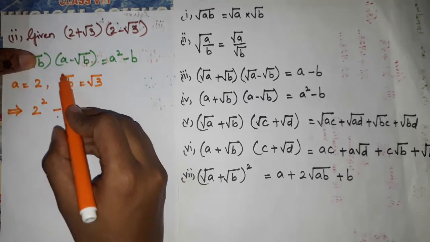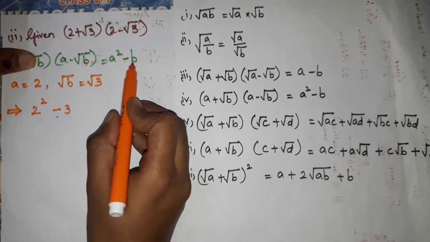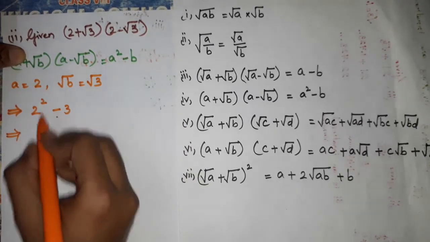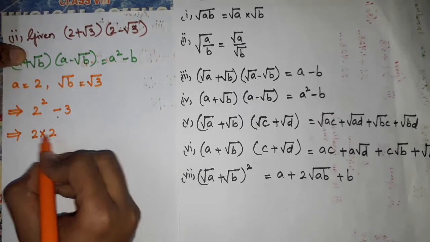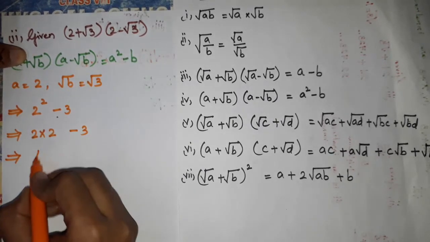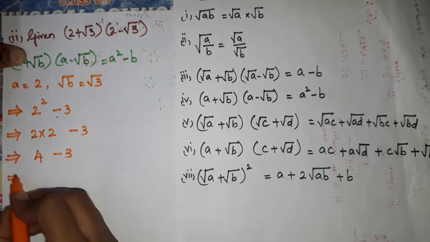If I ask root b, then it is root 3. If I ask only b, b is nothing but 3. Okay, so that is 2 square, which means we have to write 2 two times. Minus 3, that is, 2 twos is nothing but 4. 4 minus 3 is nothing but 1.